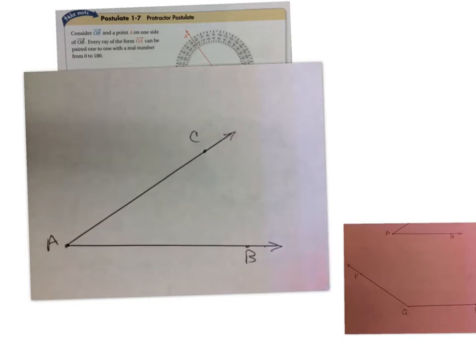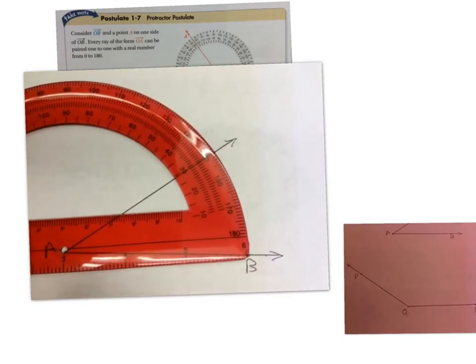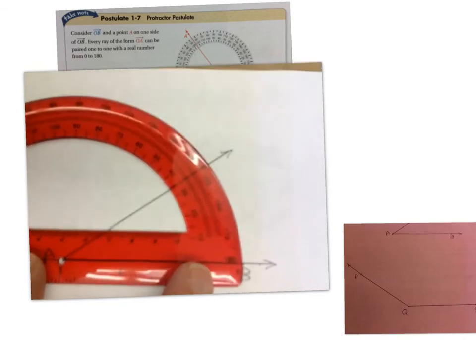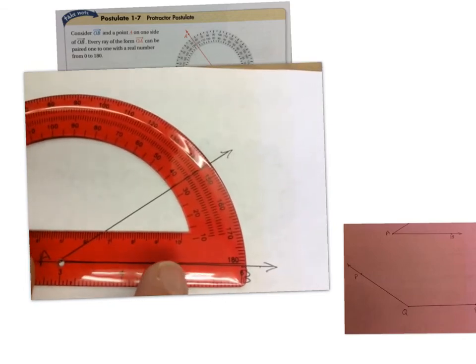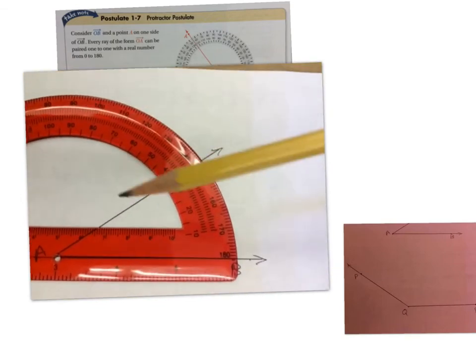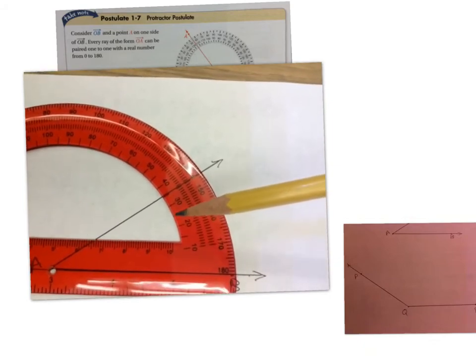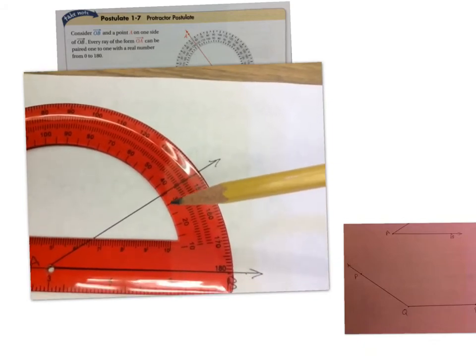So here we go. To measure an angle, at the vertex, the little hole there, line up a line here, and then we can take our measurement in here. Since we're on this small angle, we're reading on the inside, and this angle is about 35 degrees.